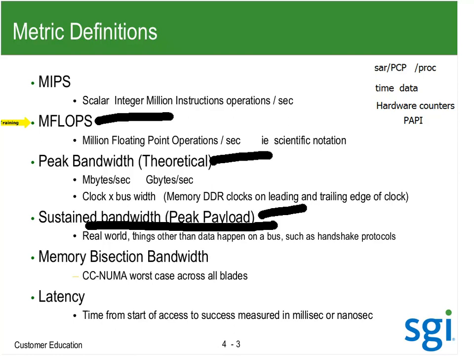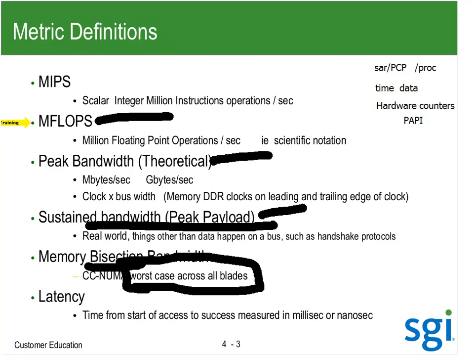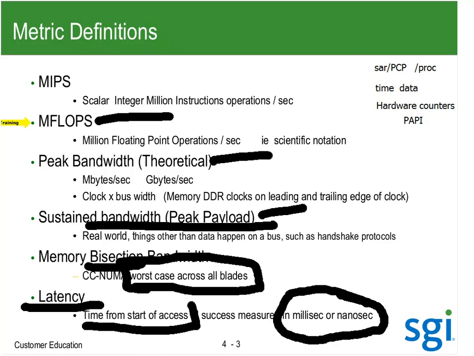There's another metric used in InfiniBand as well as memory, when we're in a topology type of system, called the bisection bandwidth, which is basically a NUMA type measure, getting the worst case across all blades or all hosts in an InfiniBand. InfiniBand has bisection bandwidth measurements as well. And then we've also got latency. Latency is time domain, the time from the start of the access, usually measured in milliseconds or getting down into nanosecond type of stuff.